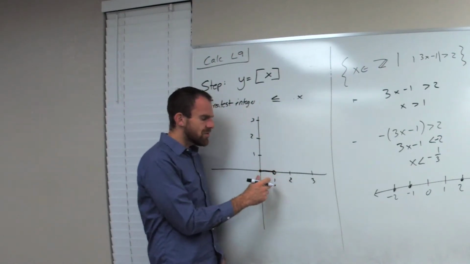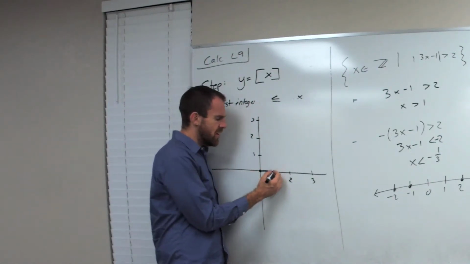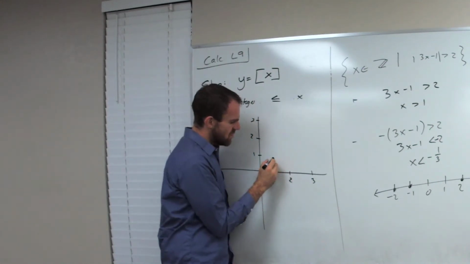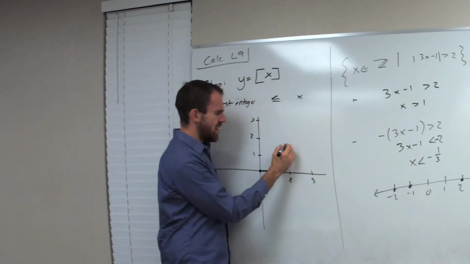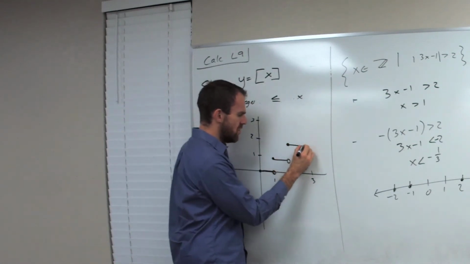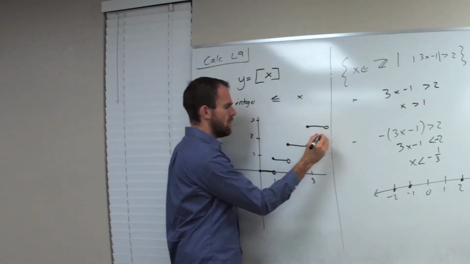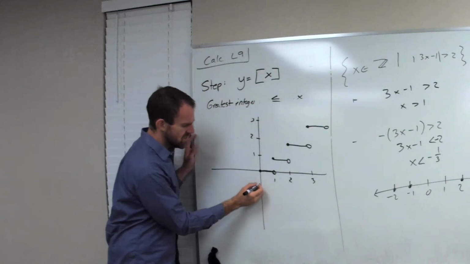Now, from 1 to 2, the greatest integer less than those numbers, well, at 1, it's 1, obviously, because it's less than or equal to. And then it goes all the way to 2, but doesn't include that. Then we go from 2 all the way to 3, doesn't include that, and so on. And so this is the step function. It also goes down here.